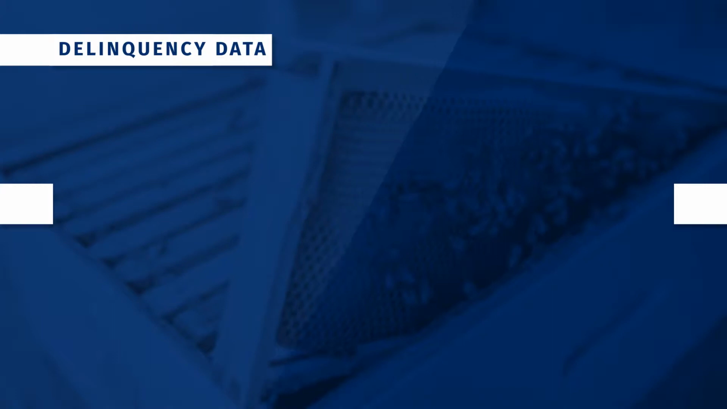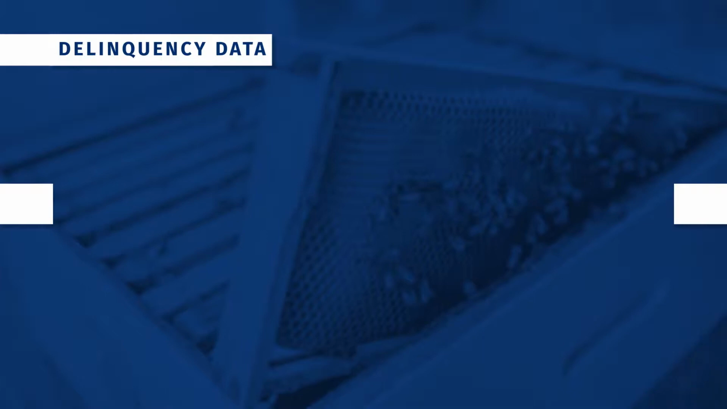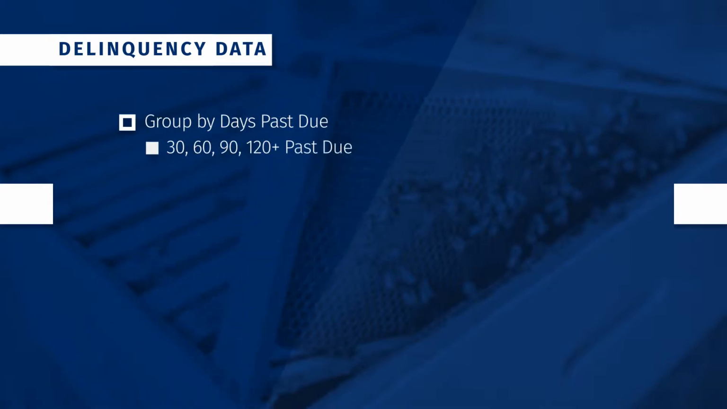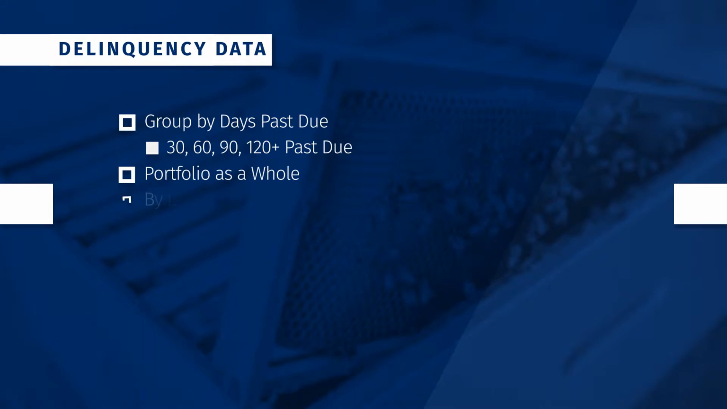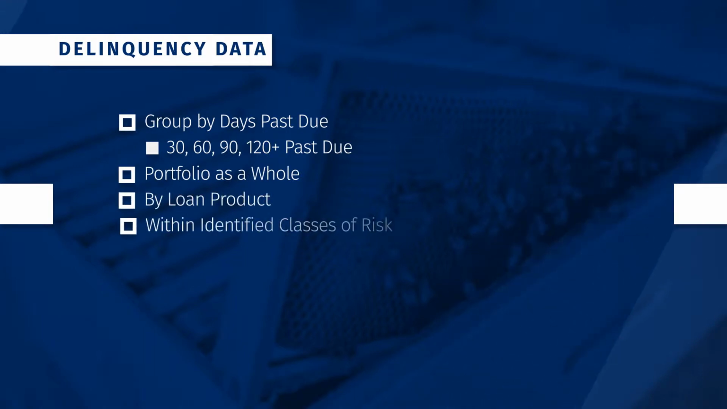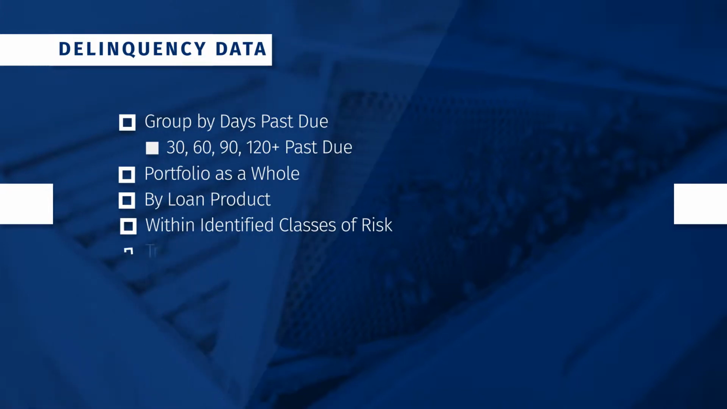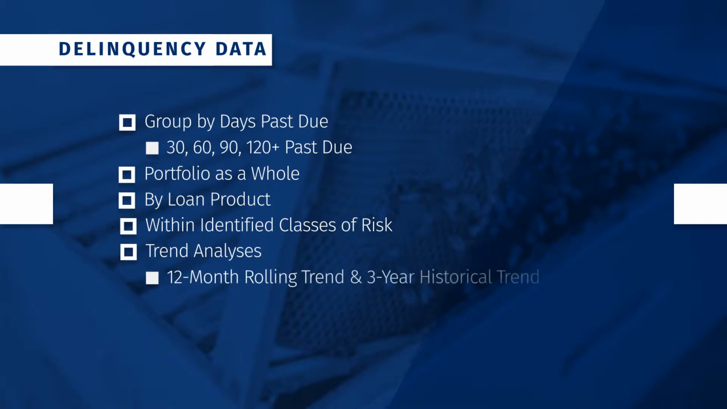The data related to delinquencies, including slow pays, must be tracked closely to maintain portfolio performance and to gain insight into your loan servicing activities. Your data should be grouped by days past due as a subset of the portfolio as a whole, by loan product, and within identified classes of risk, such as restructured and/or impaired loans. This data will support trend analyses for process improvement for 12-month rolling trends and 3-year historical trends.